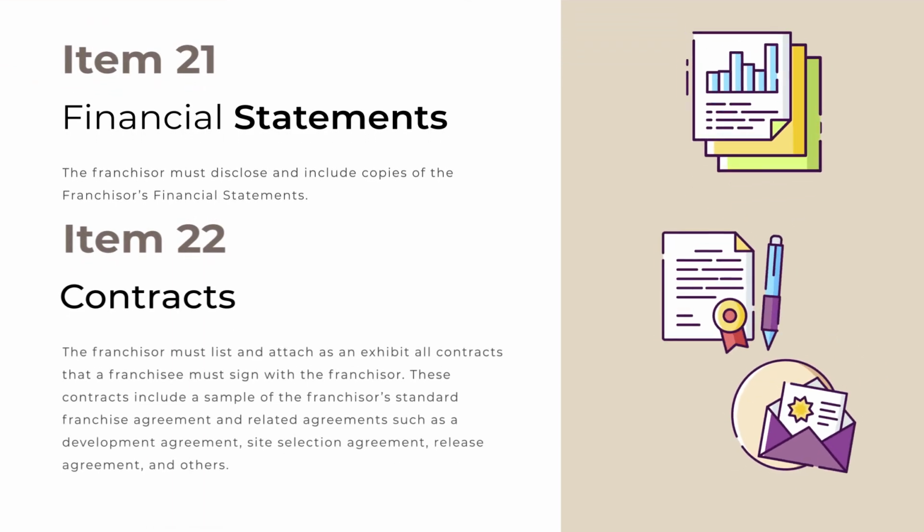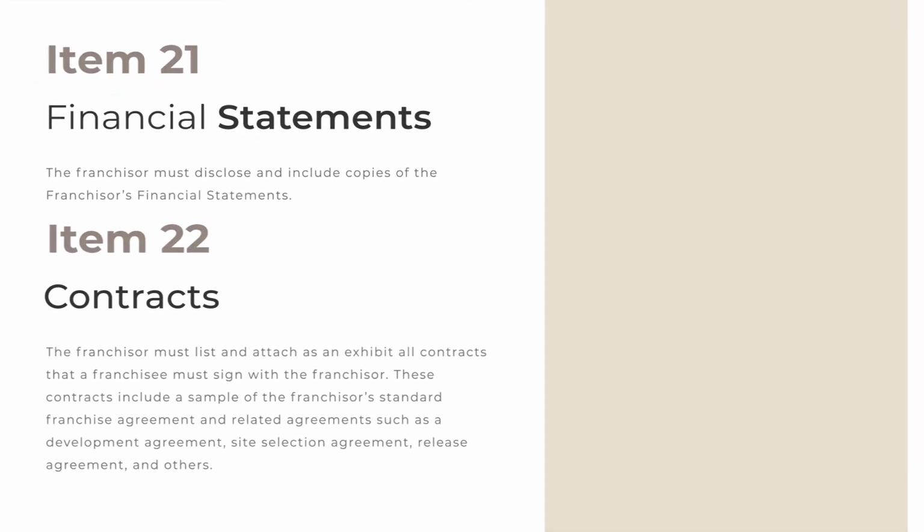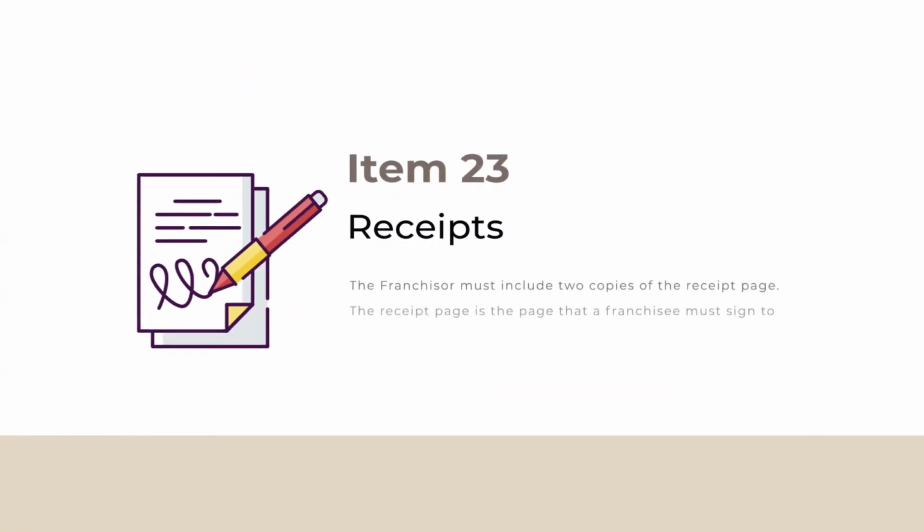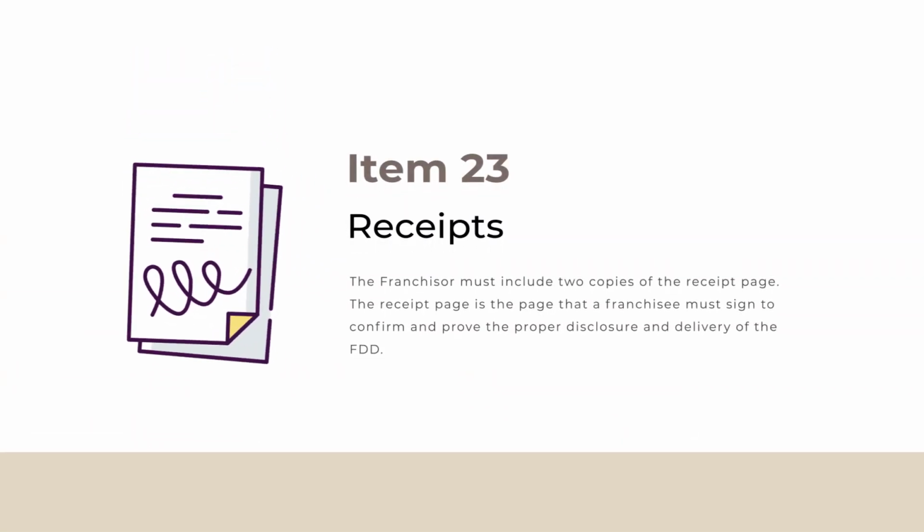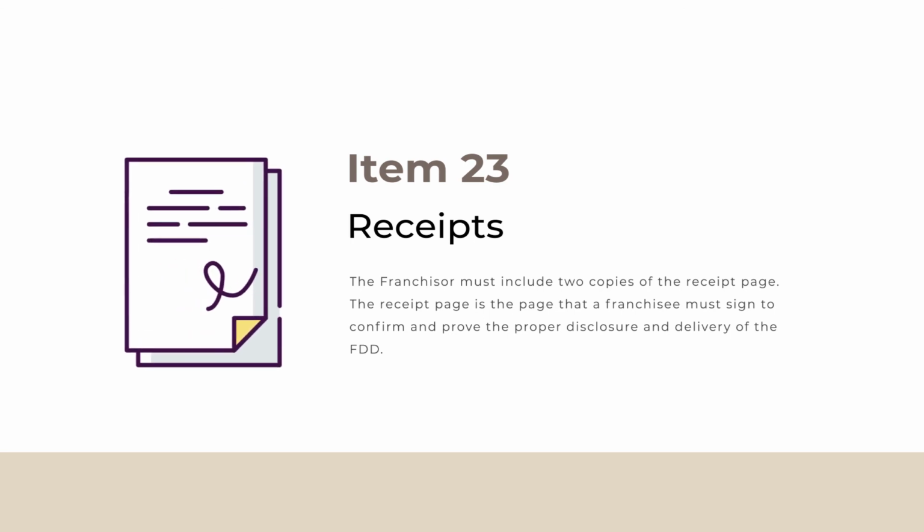Item 22 is contracts. And finally, item 23, receipts. As soon as you get the franchise disclosure document, you want to acknowledge that you've received it. And that, in short, are the 23 items that are contained in the franchise disclosure document.